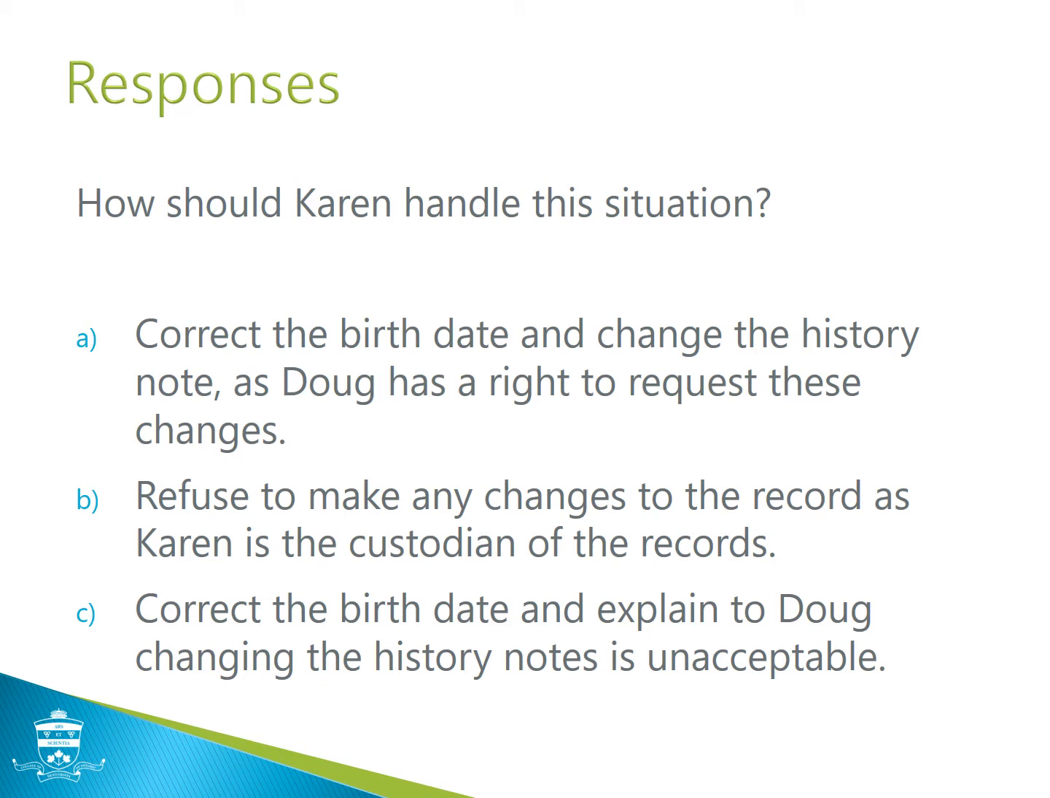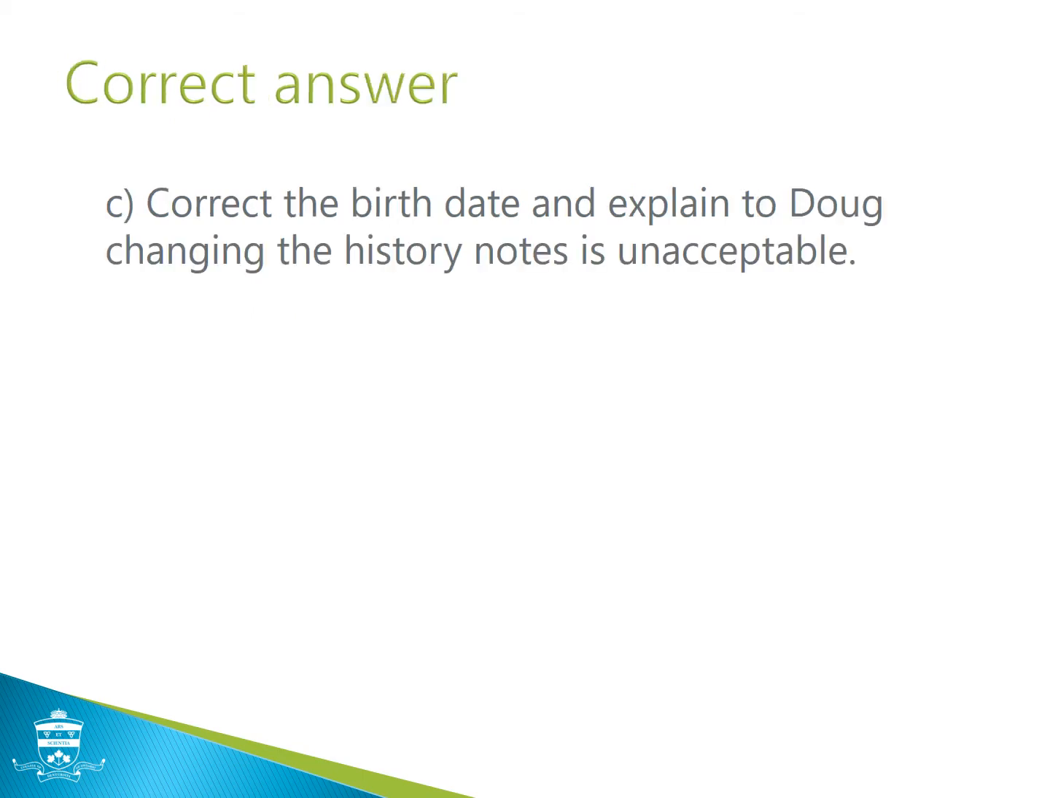A. Correct the birth date and change the history note, as Doug has a right to request these changes. B. Refuse to make any changes to the record as Karen is the custodian of the record. Or C. Correct the birth date and explain to Doug that changing the history notes is unacceptable. The correct answer is C. Correct the birth date and explain to Doug that changing the history notes is unacceptable.